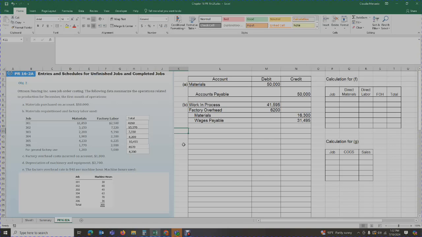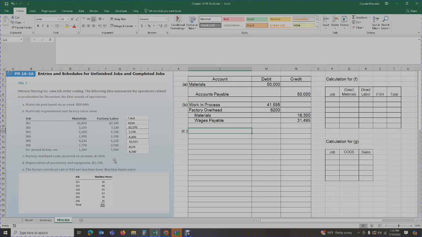Now let's look at letter C. Factory overhead costs incurred on account, $1,800. So we are incurring additional factory overhead. I don't know what we purchased. They don't tell us, but they've classified it under overhead, and we're paying this overhead on account.